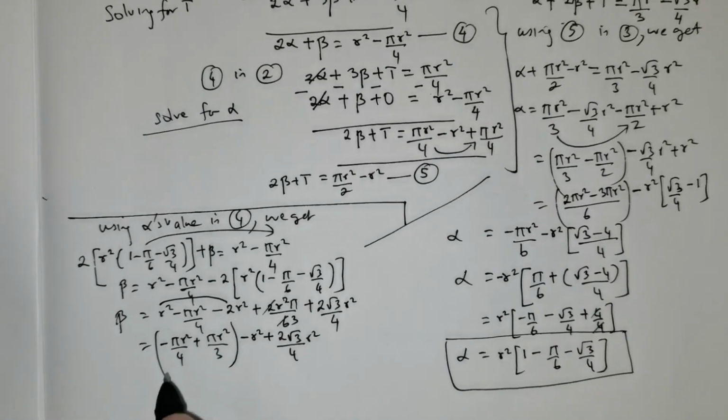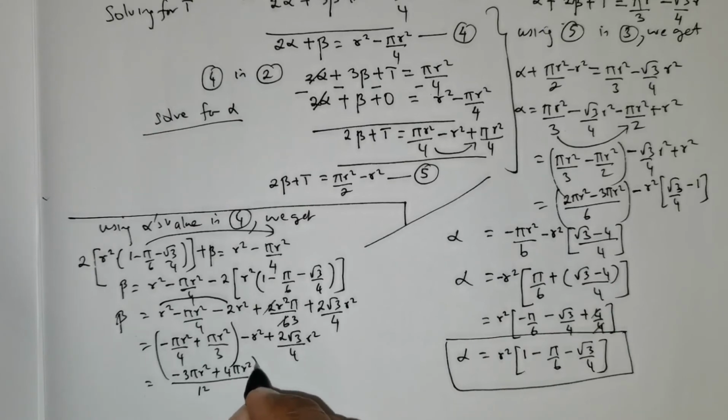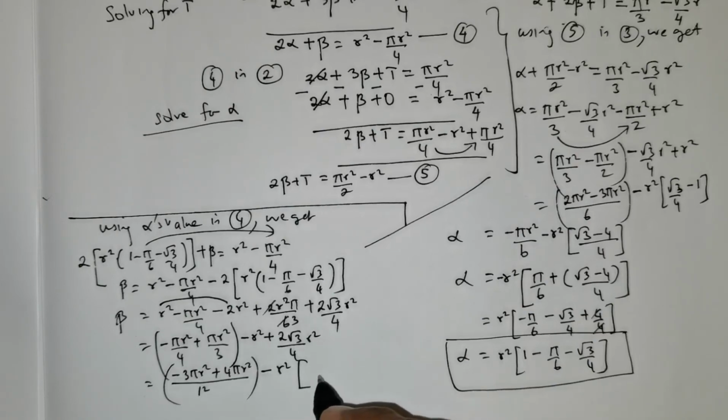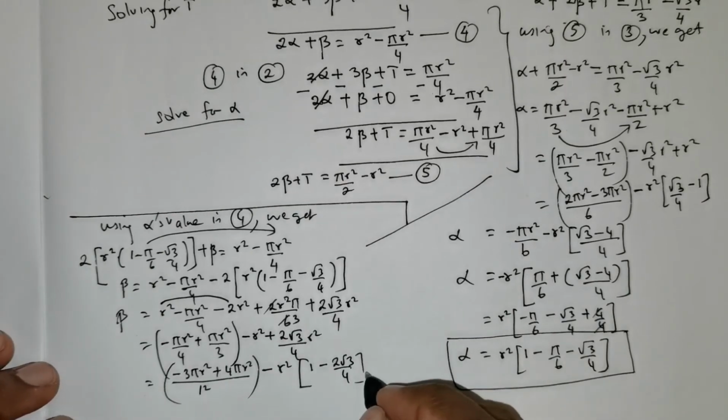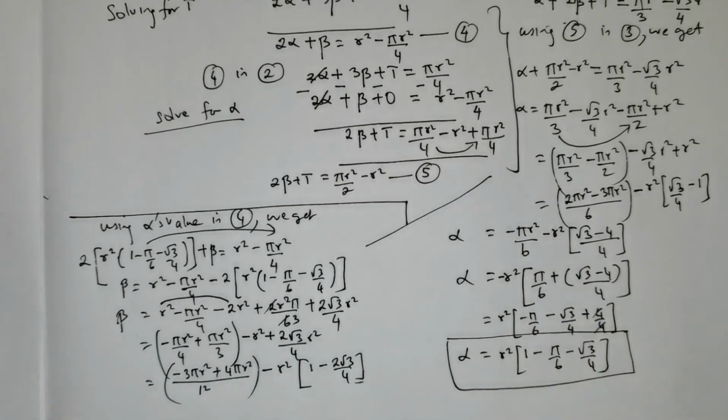So we need further simplification. Taking the LCM as 12, this is going to be negative 3 times pi r squared positive 4 times pi r squared, and taking r squared out, if I were to take a negative r squared out, I would get 1 negative 2 times root of 3 divided by 4. Of course I could have reduced it. Anyway, I will do it in the next step.